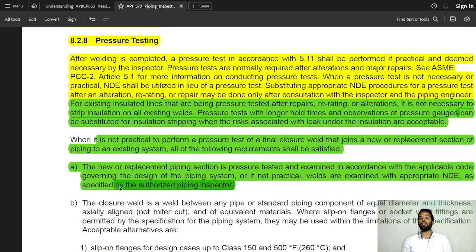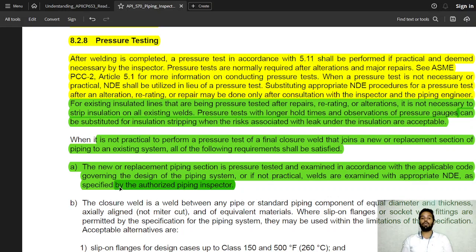When pressure test is not necessary or practical, the non-destructive examination shall be utilized in lieu of pressure test. Substituting the appropriate non-destructive examination procedure for pressure test after alteration, rerating, or repair may be done only after consultation with the inspector and the piping engineer.